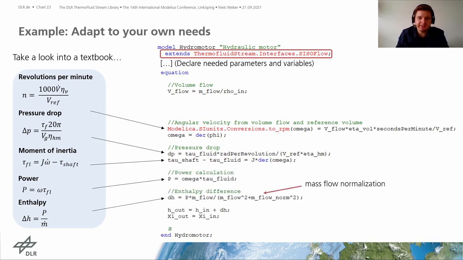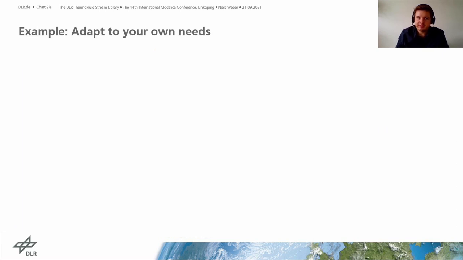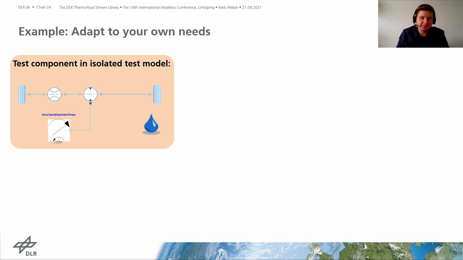Special care has to be taken for the enthalpy difference calculation because we are dividing by the mass flow and we have to prevent it from being zero. So we introduce some mass flow normalization here. Now our component is ready to be tested in a small test model, which could look somehow like this.